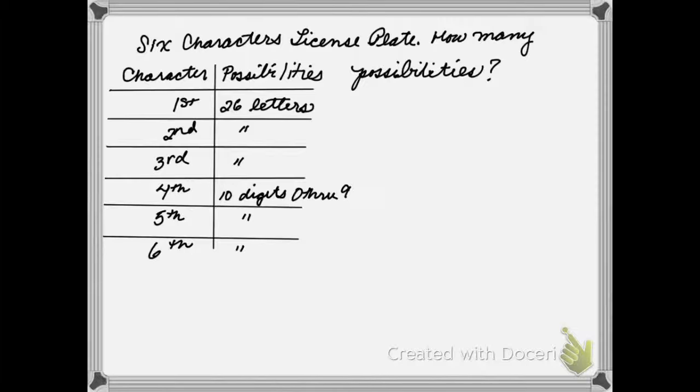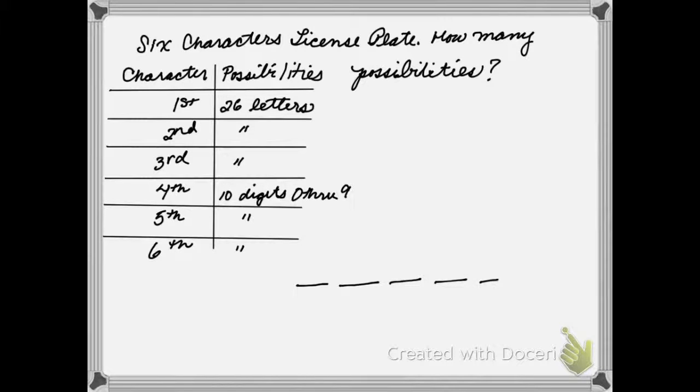The next problem here, I have a 6-character license plate. How many possibilities are there for a license plate if these constraints are met? The first character has to be one of the 26 letters of the alphabet. The second has to be one of the 26 letters. The third is one of the 26 letters. And then the 4th, 5th, and 6th characters of the license plate are from the digits, 0 through 9.